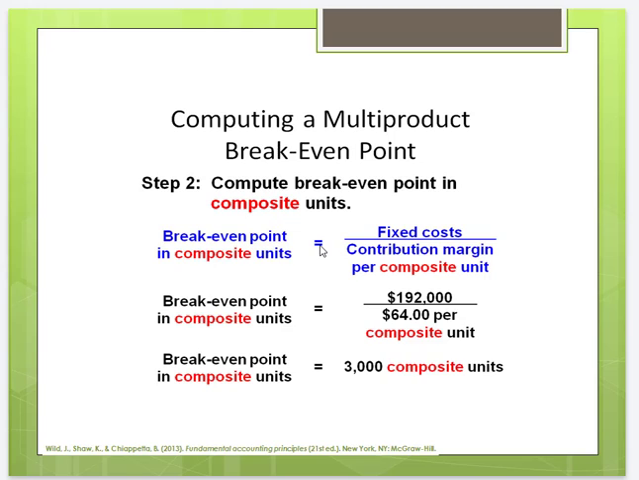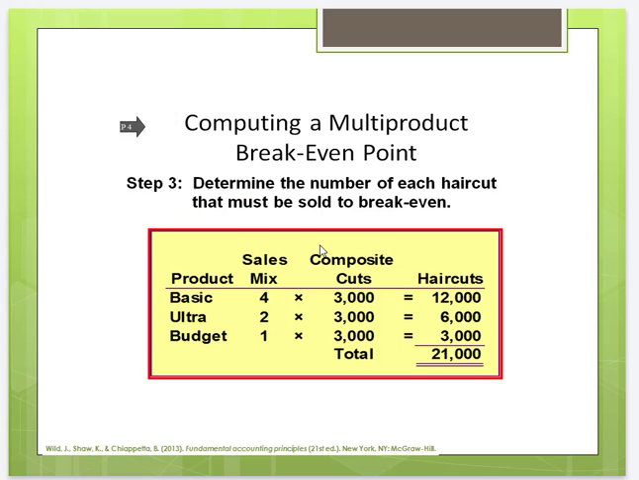Now, in order to compute our break-even point in composite units, we're going to take the $192,000 of fixed cost and divide by the $64 per composite unit. This tells us that we will break even at the point in which we sell 3,000 composite units.